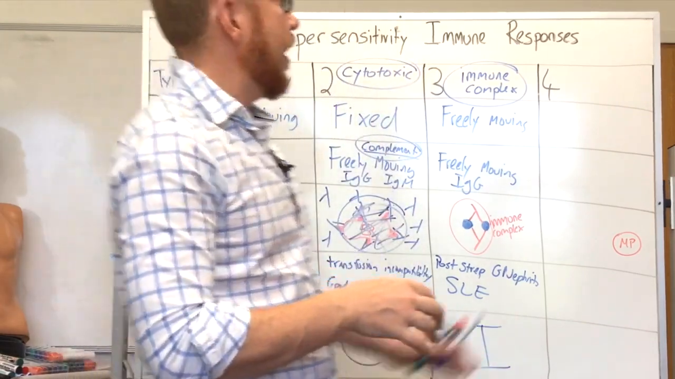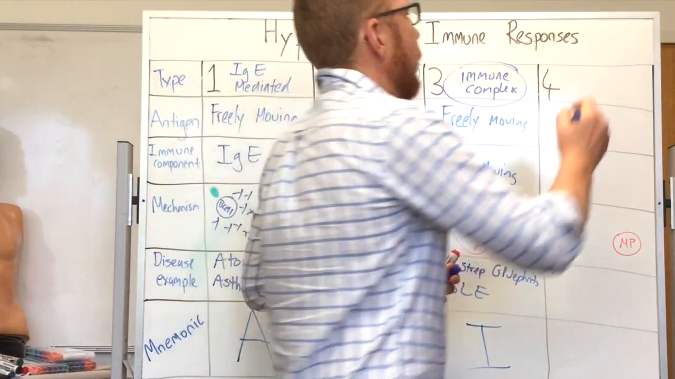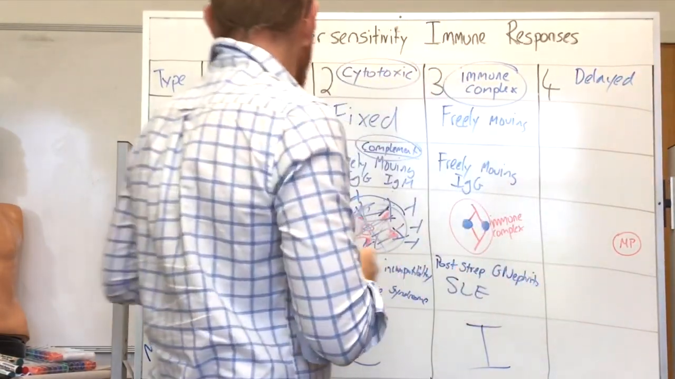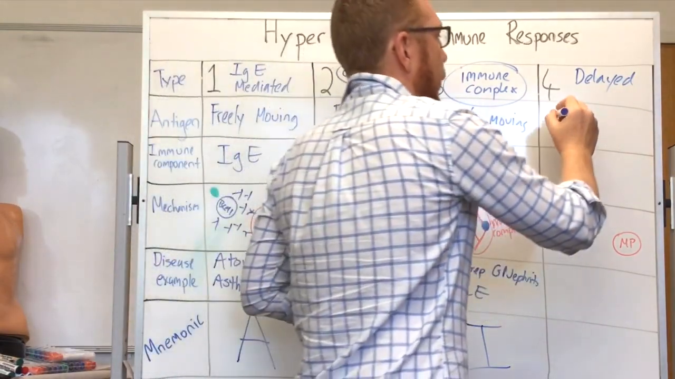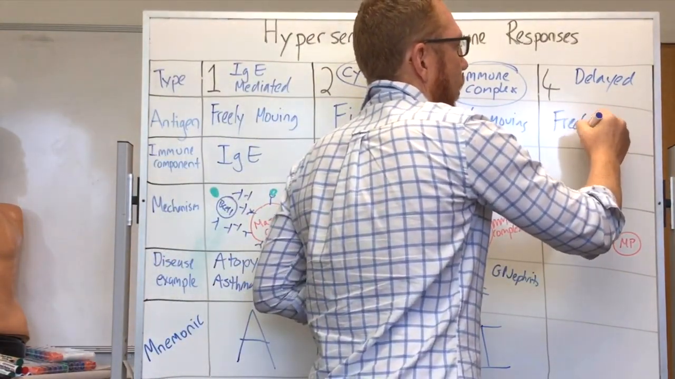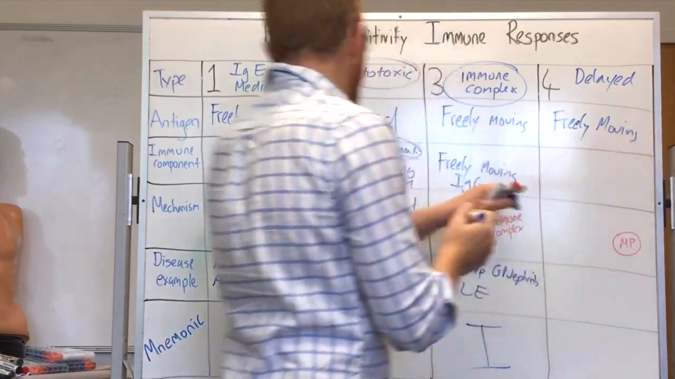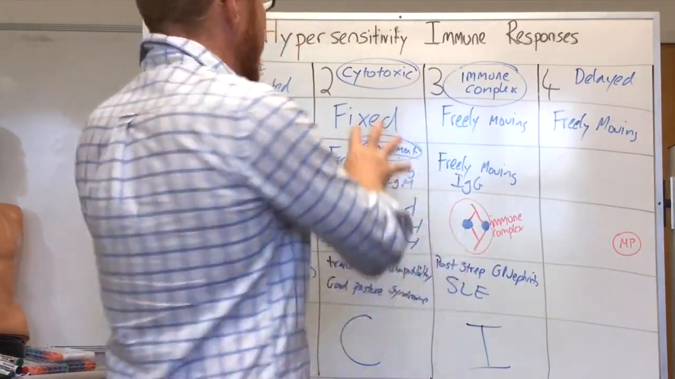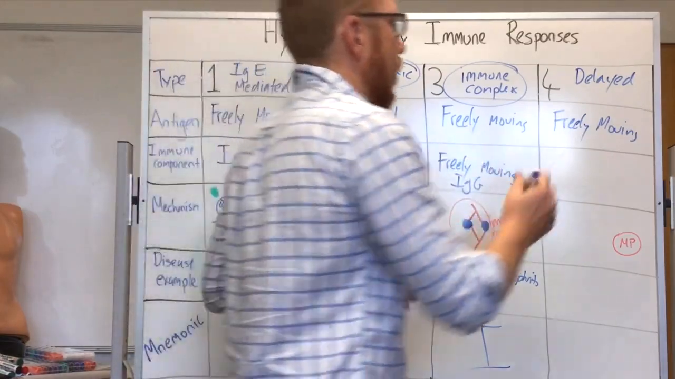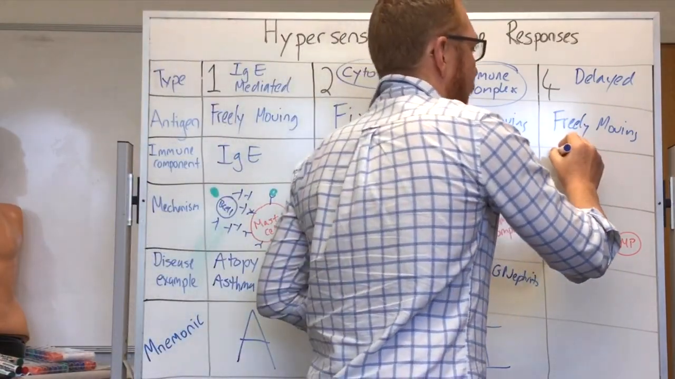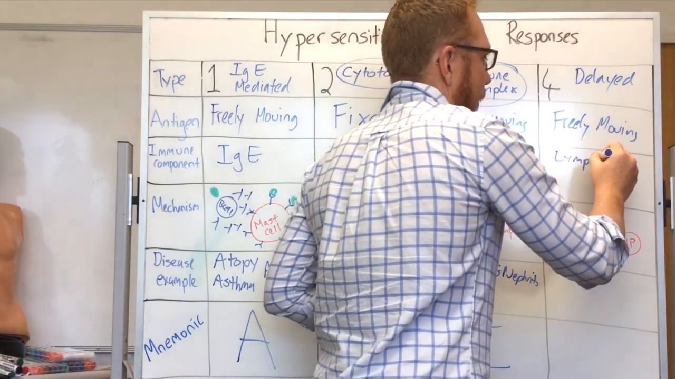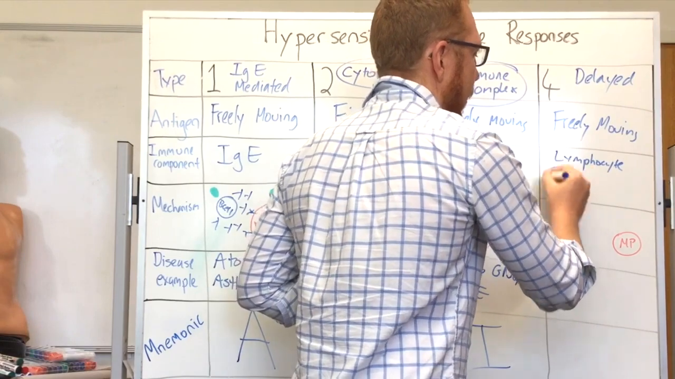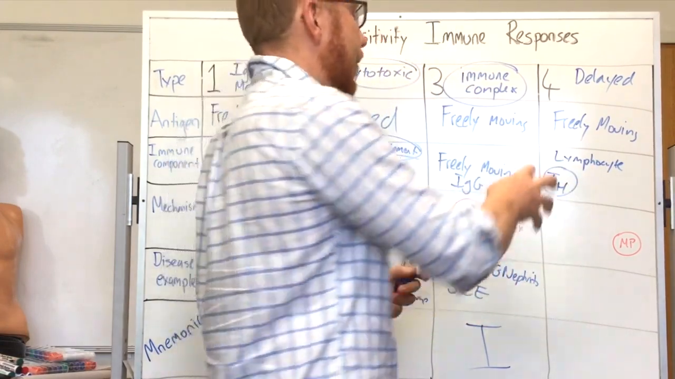Okay. Now, finally, we move to type 4. Another name for this is delayed. So this is the delayed type. The antigen is generally going to be movable, so it's freely moving, and similar to type 1, it can come into the body. Now, in terms of the immune component here, there are no antibodies driven in this type. This is more a lymphocyte, particularly a T helper cell. That's the big player in this.